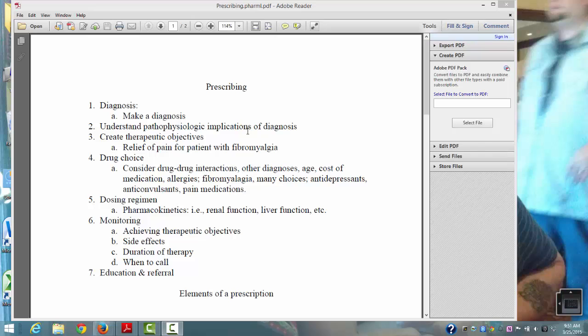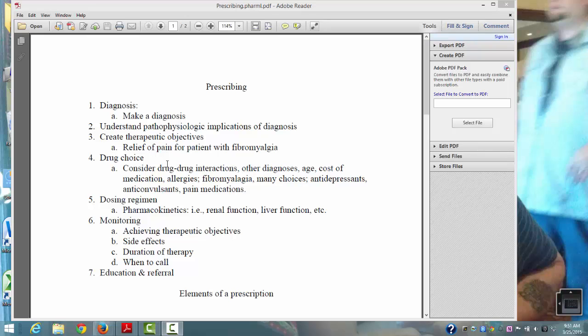Secondly, you want to understand the pathophysiologic implications of the diagnosis. So the more you can know about the pathophysiology, for instance, the impact of pain and pain receptors and/or prostaglandins and different receptors involved in that, the more you'll be able to zero in on prescribing the right medication. Then you need to create a therapeutic objective. So for this patient, your therapeutic objective is going to be relief of pain.